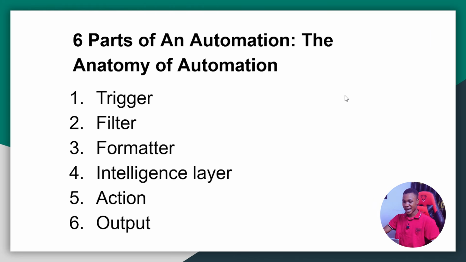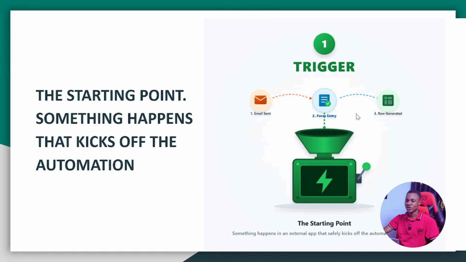Now, I classify automation into 6 parts: trigger, filter, formatter, intelligence layer, action, and output. Remember when I was talking about thinking of it as a factory? There's a factory here, you put something here, it moves there to something, it moves there to something. All those processes, I classify them into 6, and they are called trigger, filter, formatter, intelligence layer, action, and output.